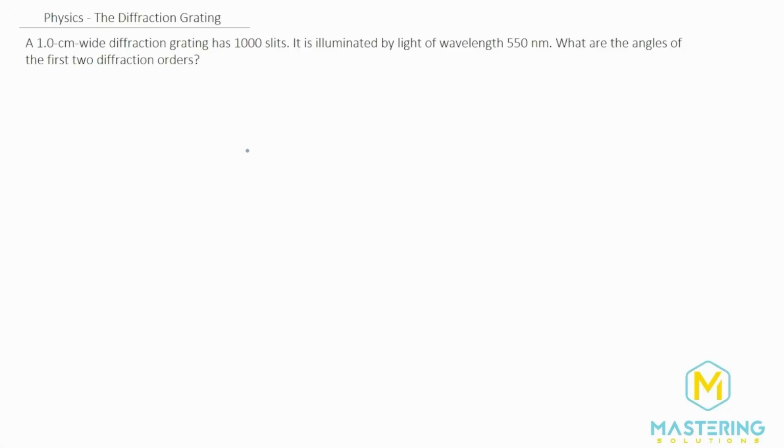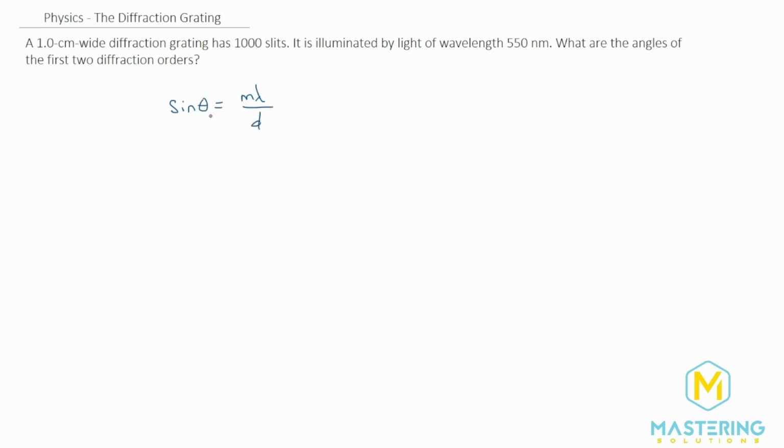Welcome to Mastering Solutions. We need to use an equation from our diffraction grating equation list that has theta in it because, of course, we're looking for the angle of the first two diffraction orders. So the equation that we'll be using is sine of theta is equal to m lambda over d.